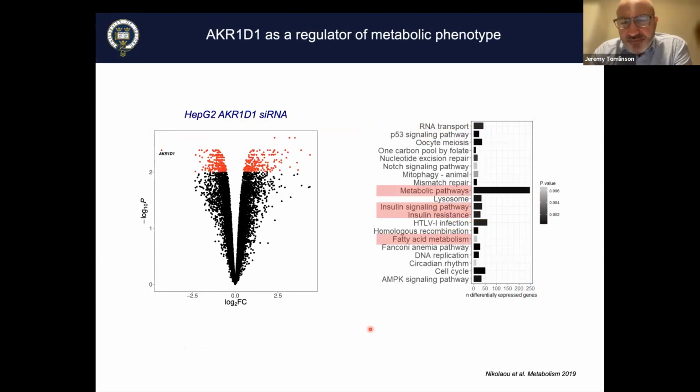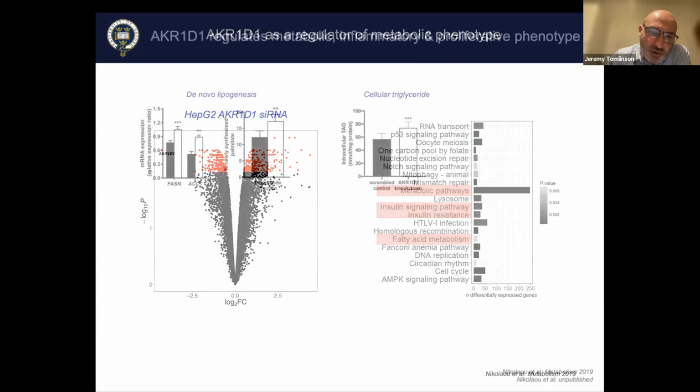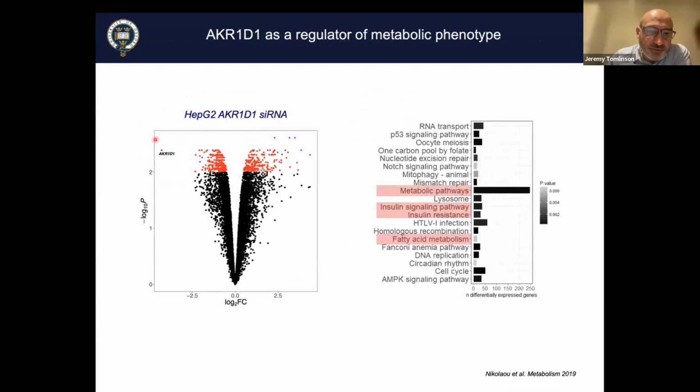So on the back of that, Nick Nicolau, who was originally a PhD student, but subsequently a postdoc who worked with me for many, many years, began to explore the role of AKR1D1 in cellular models and undertook some gene silencing and RNA sequencing. And you can see here the volcano plot of his RNA sequencing knockdown experiments. We've successfully knocked down AKR1D1, which is always quite reassuring, as the most downregulated gene.